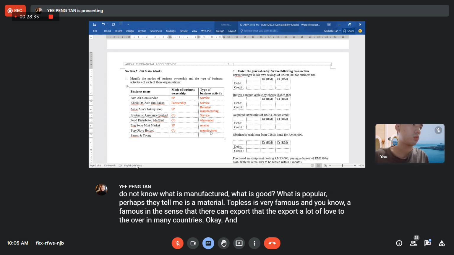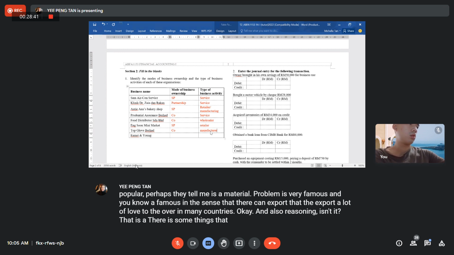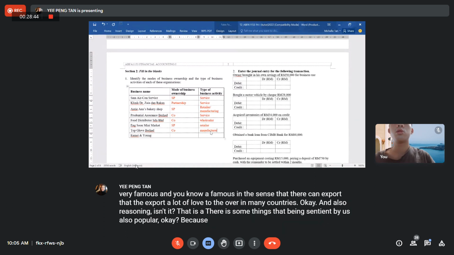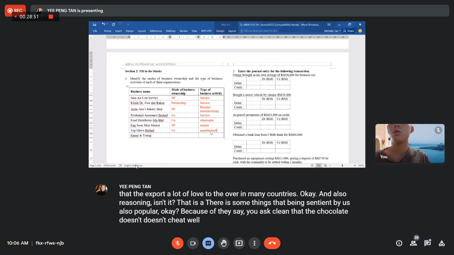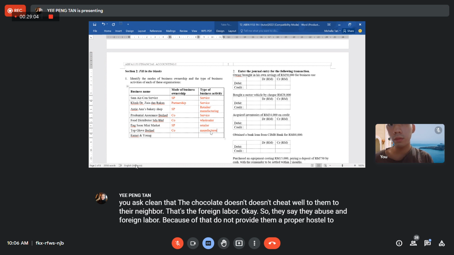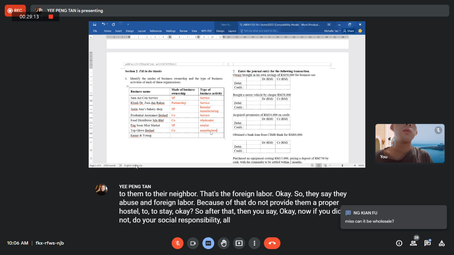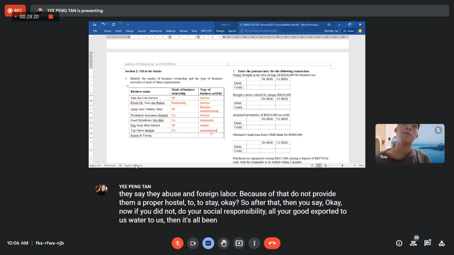Also, recently Top Glove was sanctioned by the US. The US claimed that Top Glove doesn't treat its foreign labor well, abusing them because they did not provide proper hostels to stay in. So the US said, if you do not fulfil your social responsibility, all your goods exported to the US will be withheld.